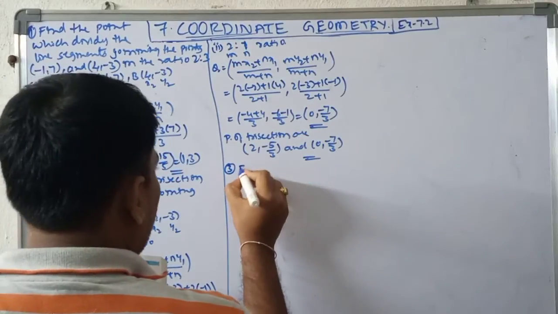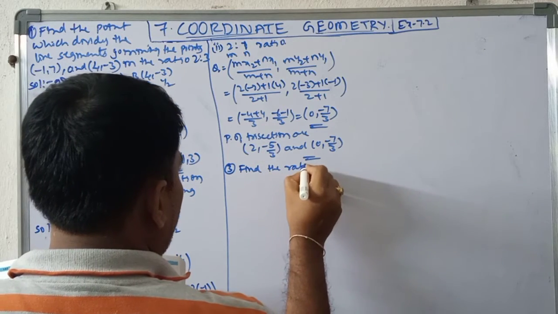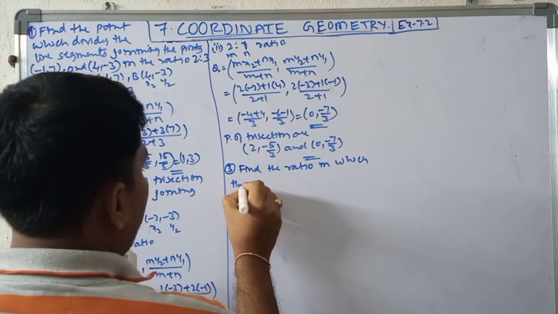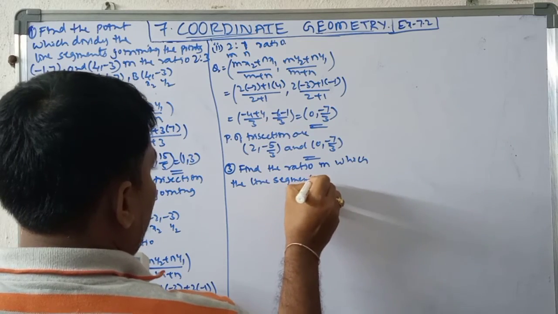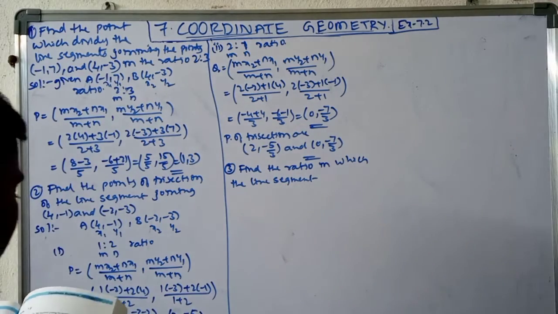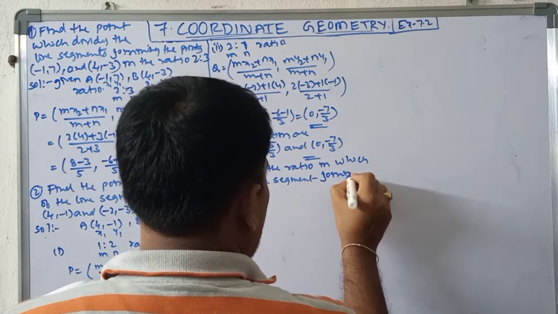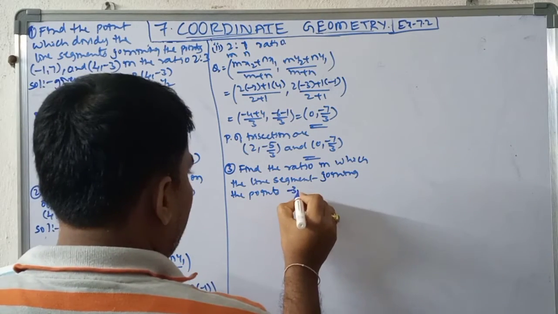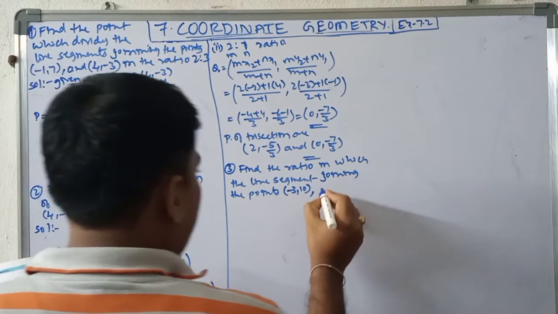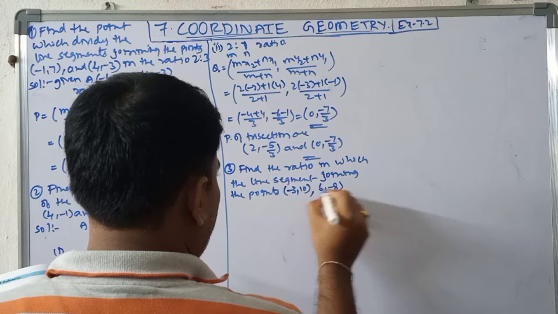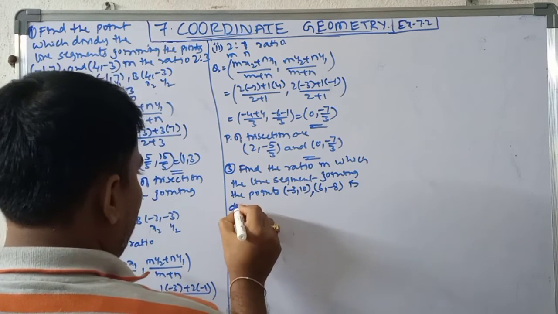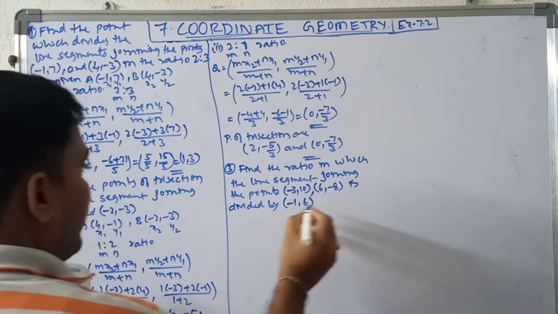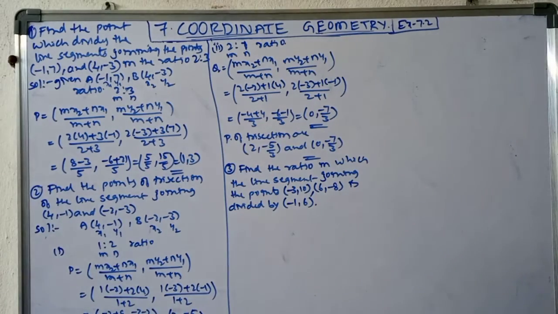Find the ratio in which the line segment joining the points (-3, 10) and (6, -8) is divided by (-1, 6). Okay, now the solution.